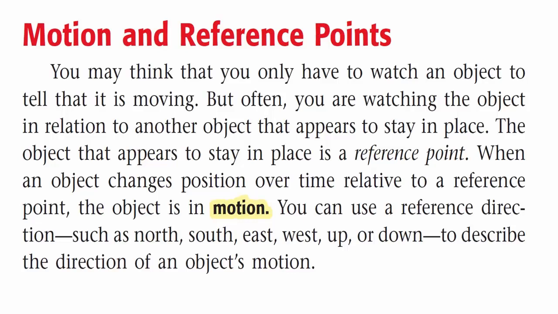Motion and reference points. You may think that you only have to watch an object to tell that it is moving. But often, you are watching the object in relation to another object that appears to stay in place. The object that appears to stay in place is a reference point. When an object changes position over time relative to a reference point, the object is in motion. You can use a reference direction, such as north, south, east, west, up, or down, to describe the direction of an object's motion.